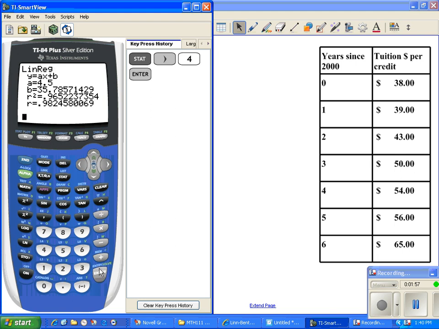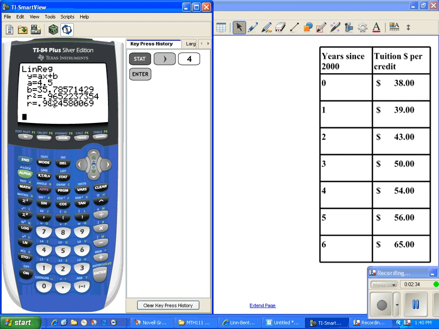So the default is for the data to be in list 1 and list 2. If it's not, I would have needed to tell the calculator where the data was. Okay, so A is my slope, B is my y-intercept, R squared and R are a measure of how well the data fits the line that we've come up with. And what we've come up with is an equation for a line. It's a good idea to write it down at this point. You know, y equals 4.5x plus 35.7, let's call it 79, rounding to the nearest penny.